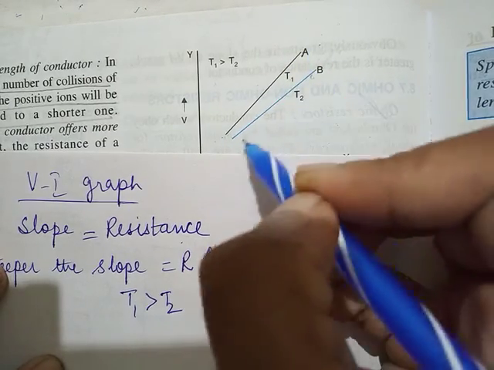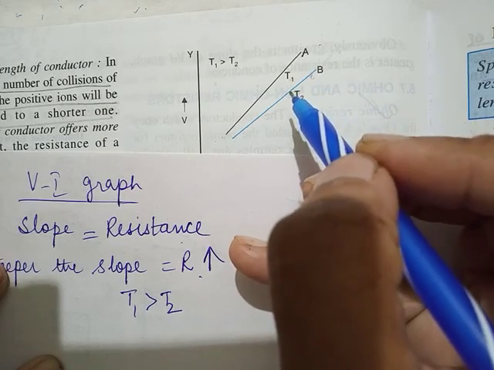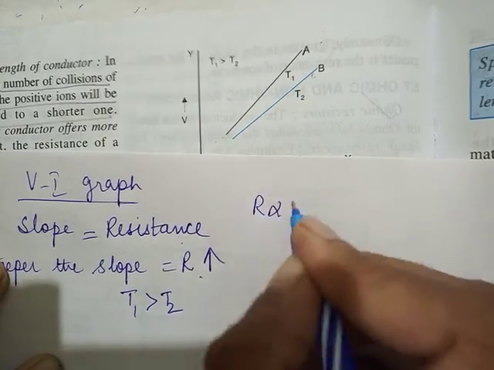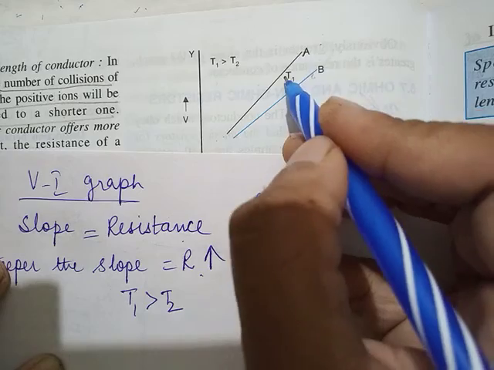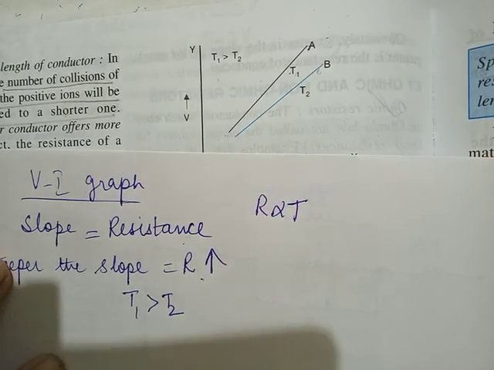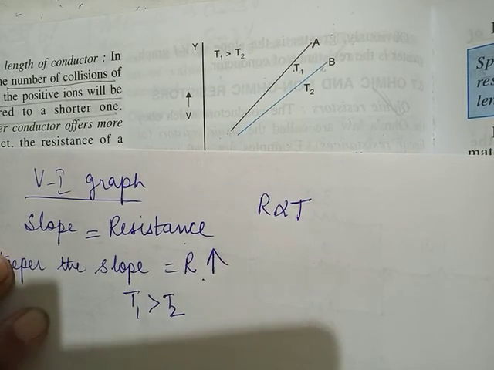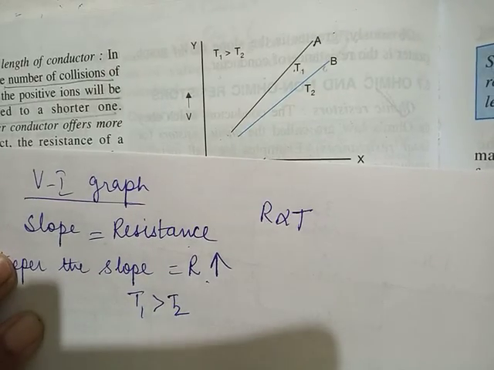That means the resistance of this is more than this. So we know that resistance is directly proportional to temperature. Therefore, this one will be at a higher temperature and this should be at a lower temperature. Or they can ask you the other way.